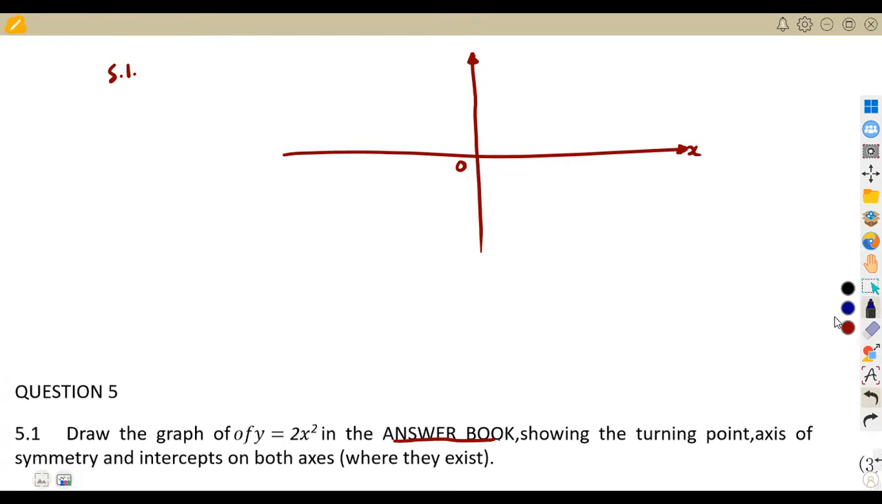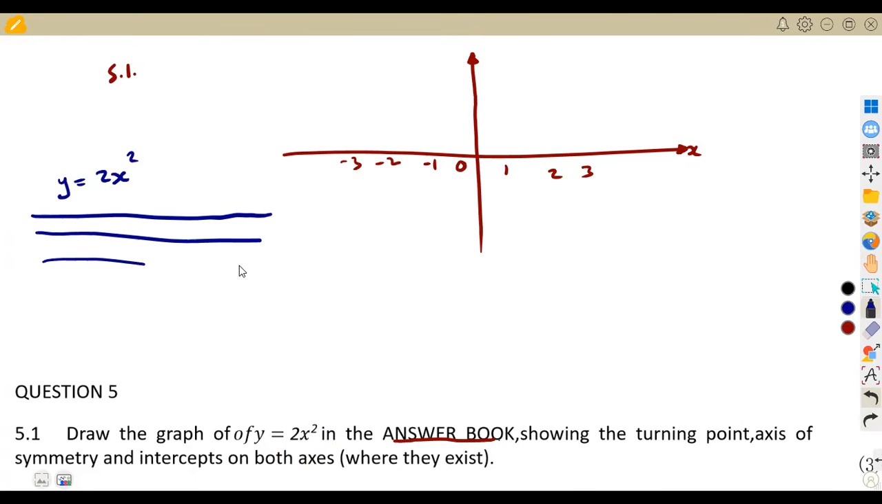Like we've got 1, 2, 3, -1, -2, -3. So you're going to see that for the graph of y = 2x², it is going to be the same values for what we have in the x values. The y values, they're going to be the same.